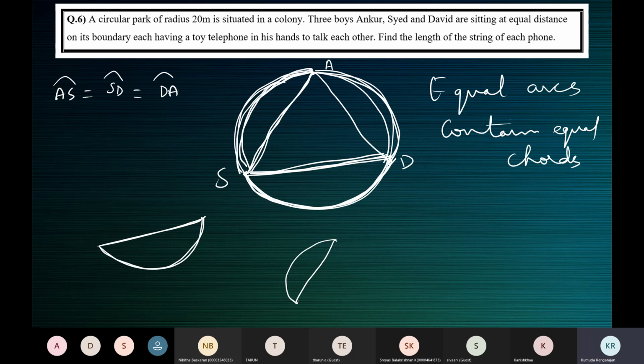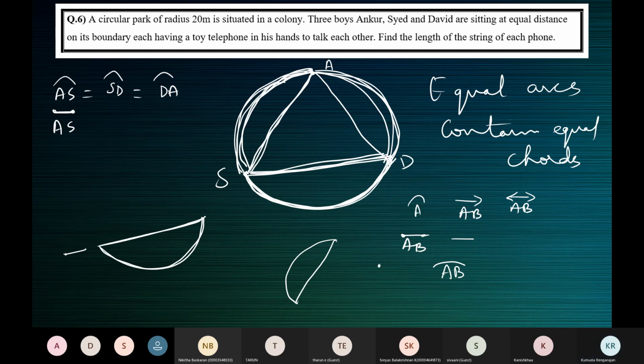Now since arc AS is equal to arc SD is equal to arc DA, the chords are also equal. A chord is a line segment, no? So you can use a symbol for a line segment like this. We learned this in 6th standard. This is how we represent a line segment symbolically: line segment AB, ray AB, line AB, arc AB. And chord AB, since a chord is a line segment, is written like this.